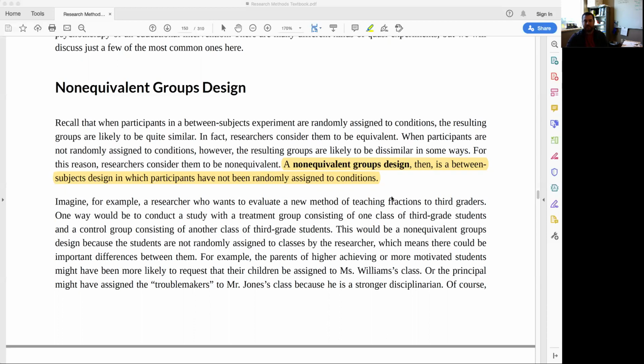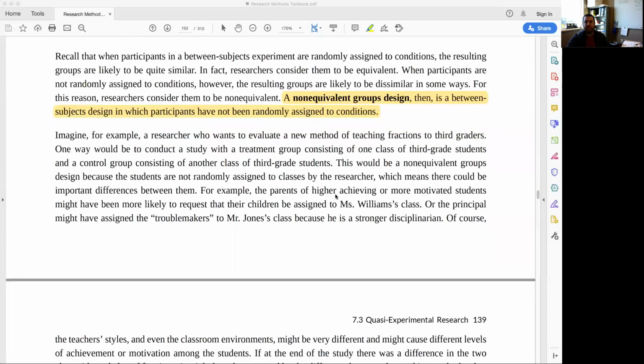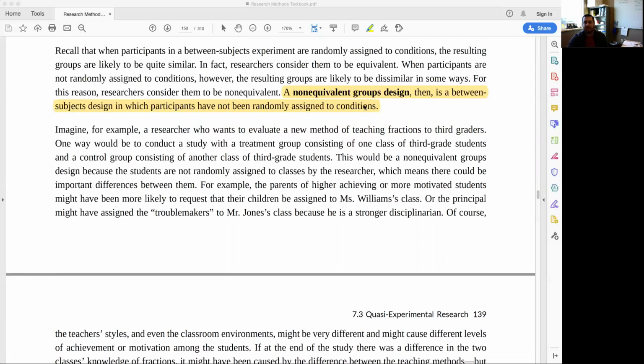Non-equivalent group design, then, means participants have not been randomly assigned to conditions. The example your textbook uses is that if you have 2 third-grade classes, and you want to try different methods of teaching fractions. So you want to try a new teaching method with one class and keep the other class at the old teaching method. It's non-equivalent group design because you aren't controlling for the assignment, right?